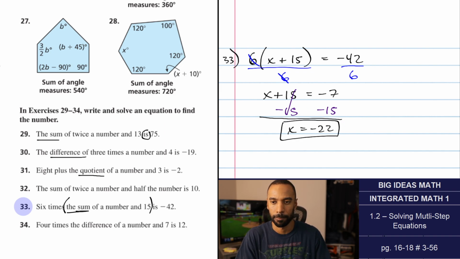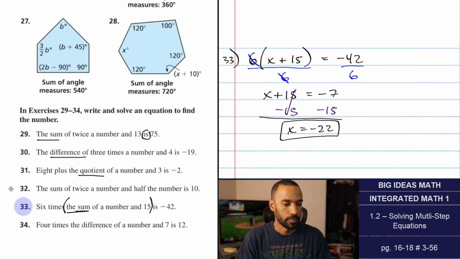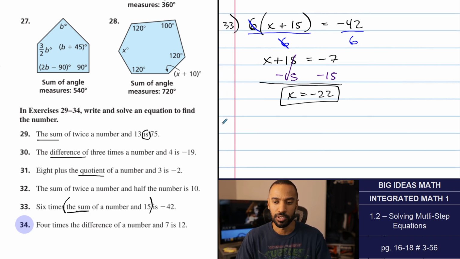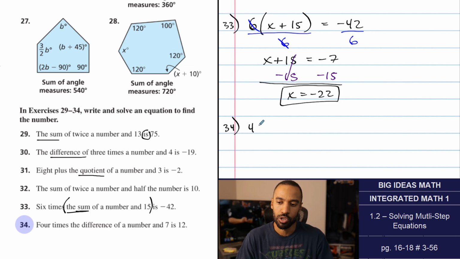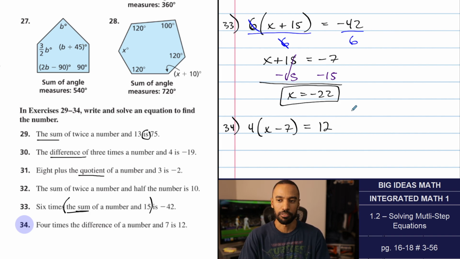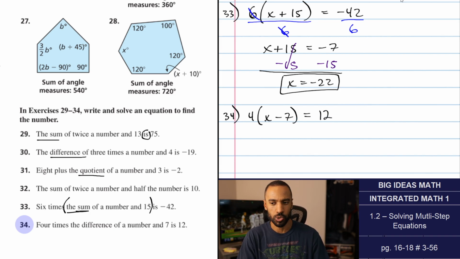We're correct. Number 34. 4 times the difference of a number and 7 is 12. This is like 33. We're doing 4 times that difference. That means the difference needs to occur first, then we do quadruple that amount. So 4 times the difference of a number and 7 is 12. Now, are there different kinds of problems we can make other than these and make it tricky?